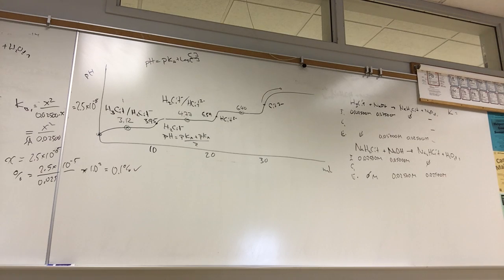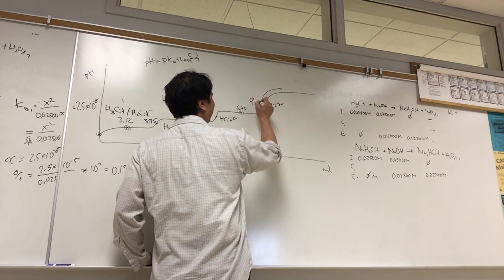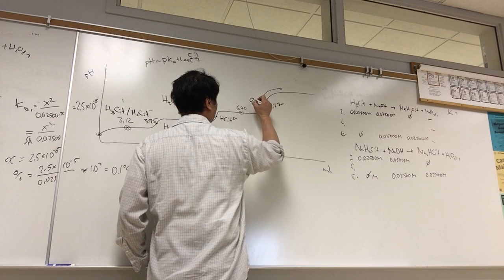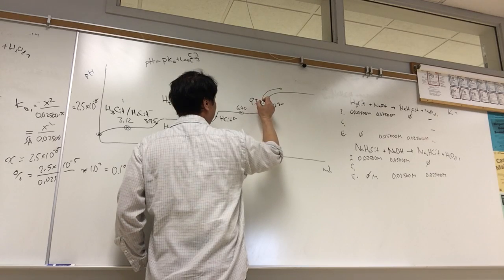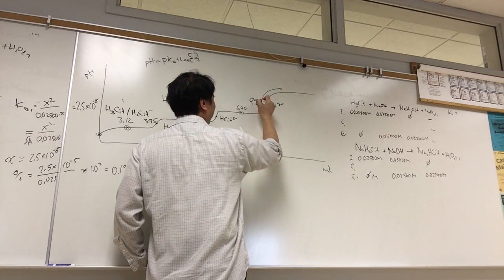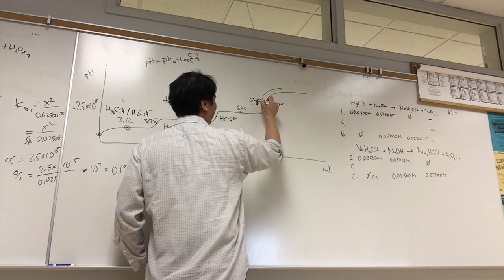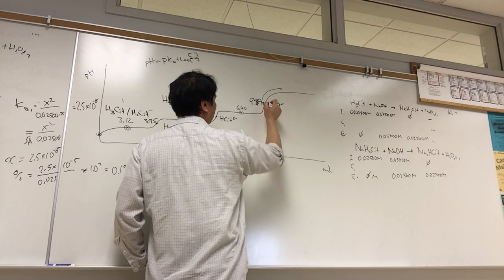Let's see. And so what is the pH here? Well, I'll probably calculate the pOH first. Yeah, that's all good. So pH should be 9.39. 9.397, which would give us about 9.40.